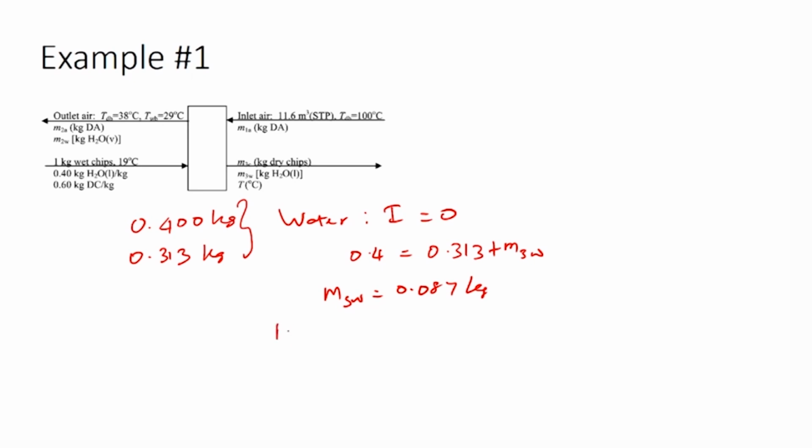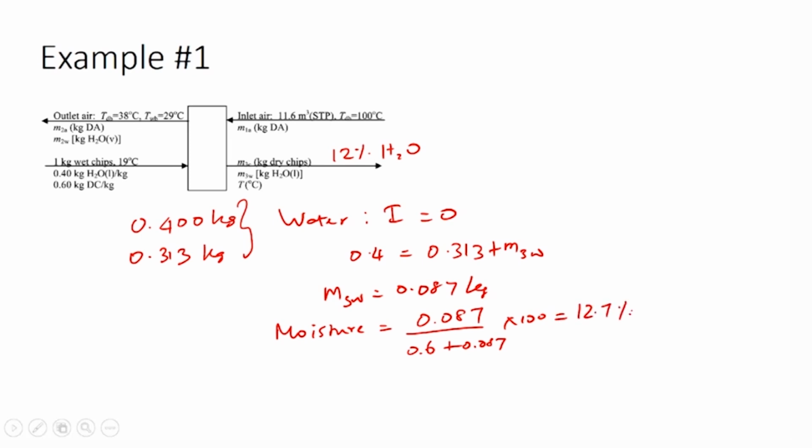So, the moisture content would be 0.087 divided by 0.6 plus 0.087, times 100, and this value is equal to 12.7%. So, this 12.7% is less than the required specification, which is 15% moisture. So, we would have the drier wood chips leaving the system. The dried chips contain less than 15% moisture, and the equipment has been designed as per the required specifications.